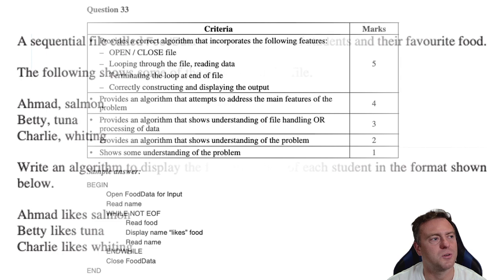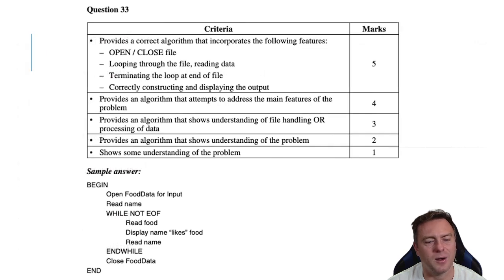Cool. So you should have remembered how to open a file. You should begin, open food data for input, because you're going to type this out. You're going to read the name because you want to know who's what. And then while not end of file, read the food and then display likes the food. Display name likes the food, sorry, because that's what the person's typed in.